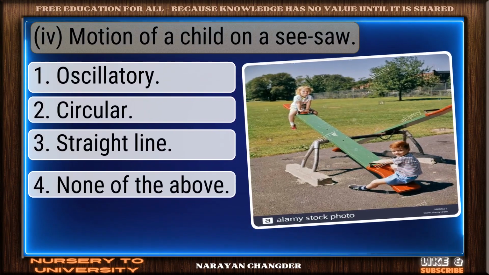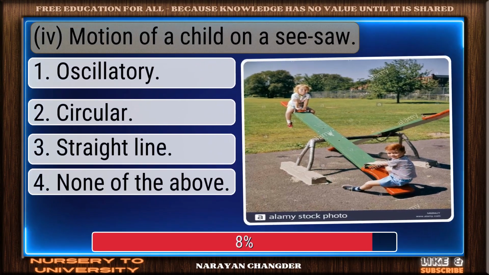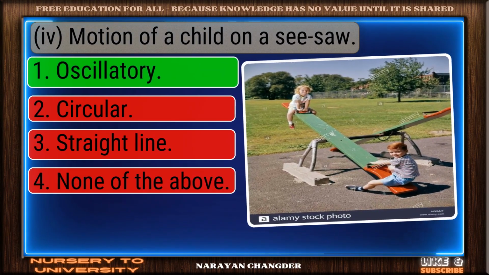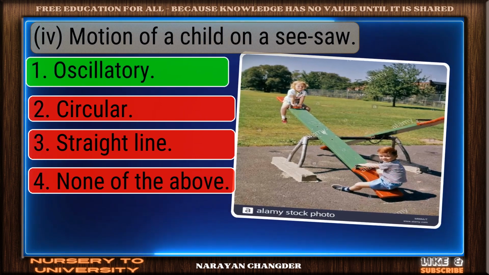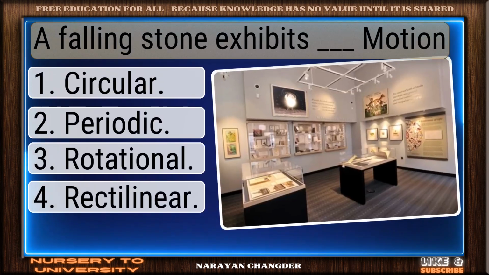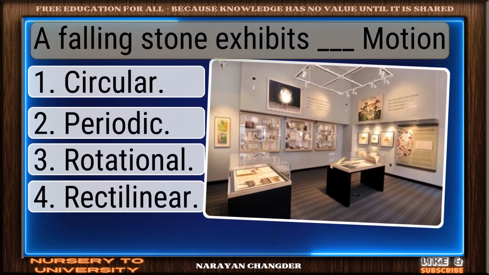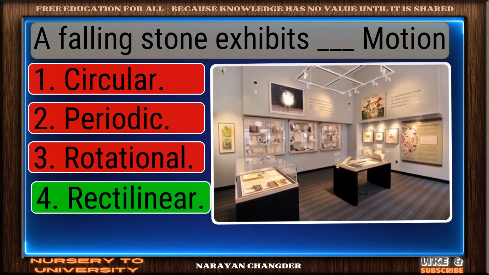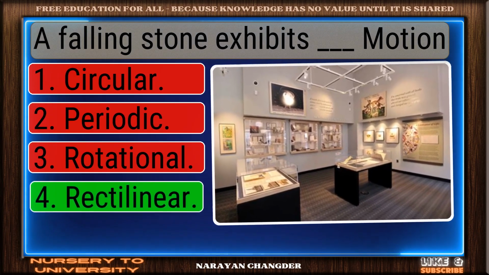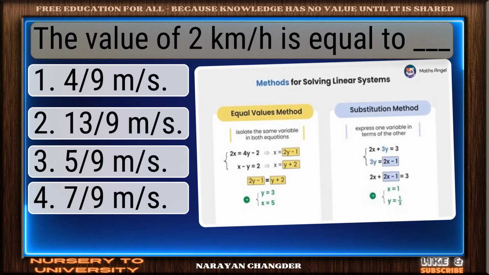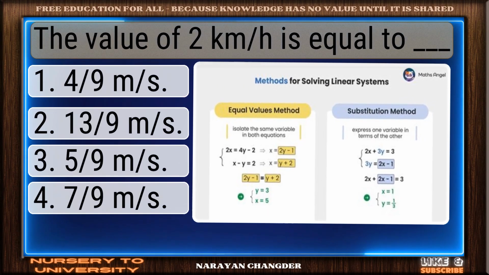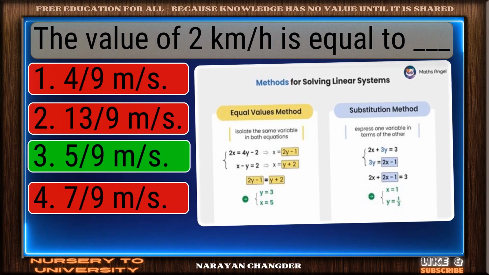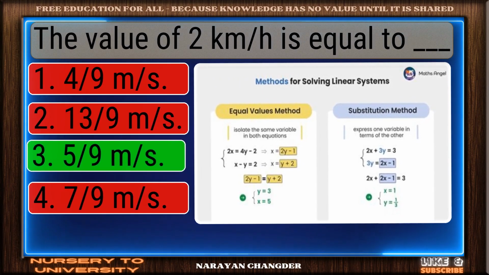Question number 140. Motion of a child on a seesaw. Smart move. Oscillatory is an accurate answer. Question number 141. A falling stone exhibits dash motion. Valid point. Rectilinear is true. Question number 142. The value of 2 kilometers is equal to dash. Correct. 5/9 mile is the right answer.